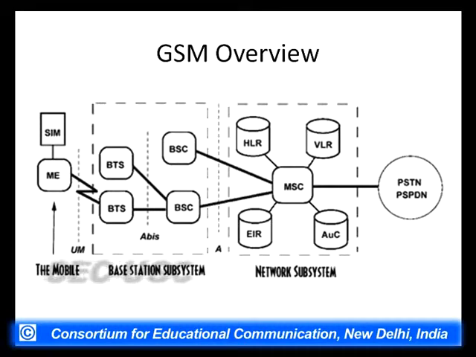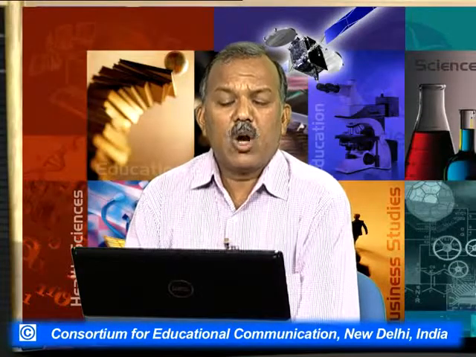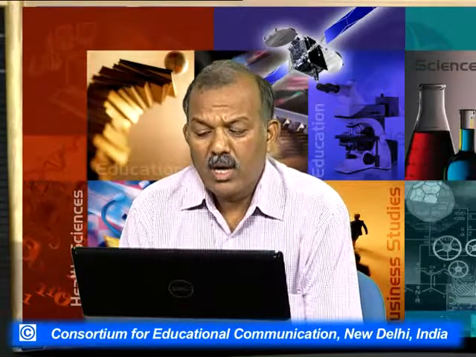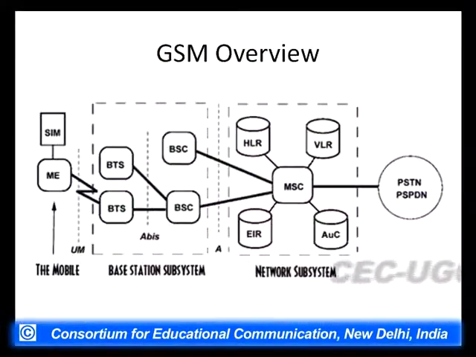So that means you may have a BSC, and the BSC connects several BTS, and these mobile stations communicate with BTS. Now, this MSC has certain databases, which I call HLR, VLR, EIR, AUC. These are databases that will be stored, and they are very, very important as far as the communication is concerned.